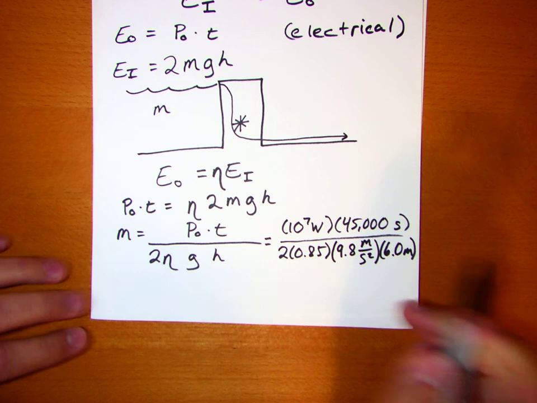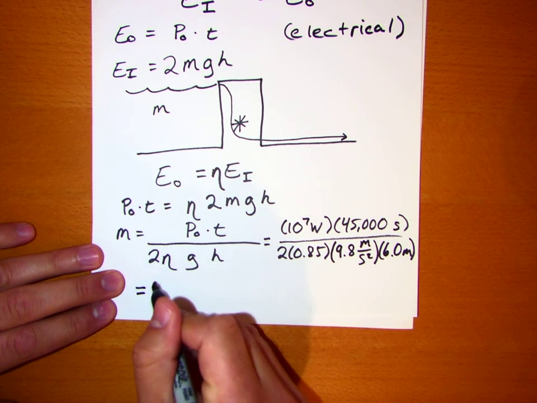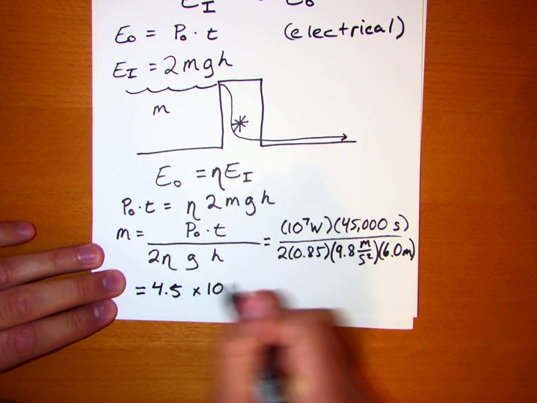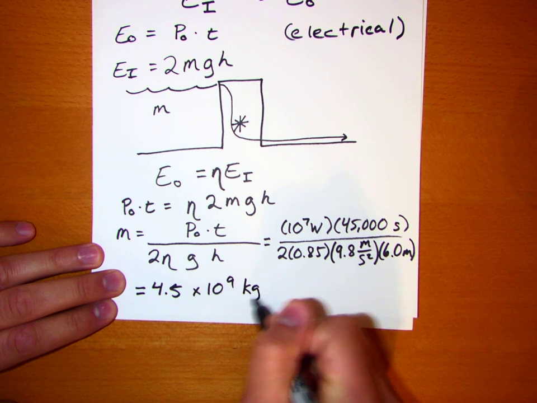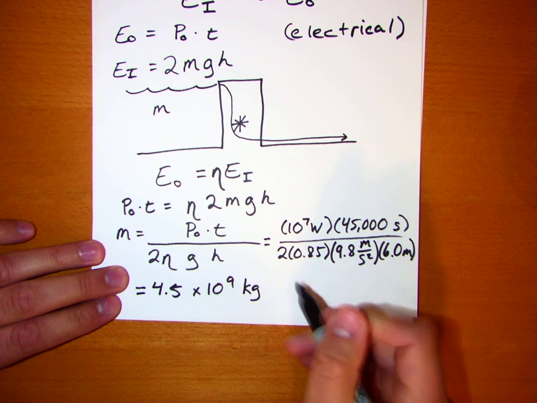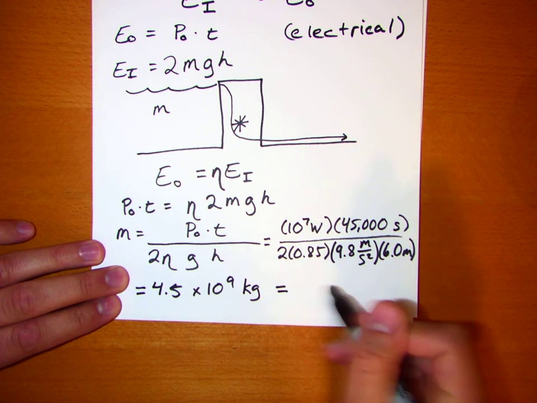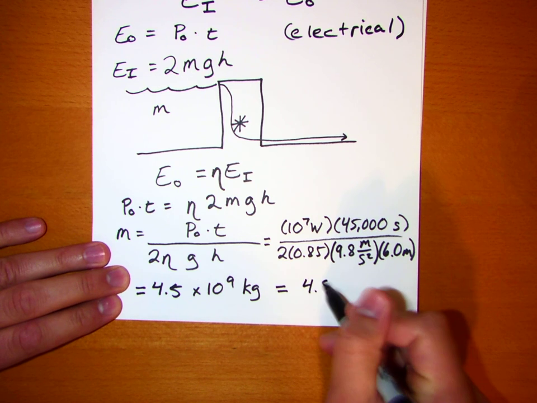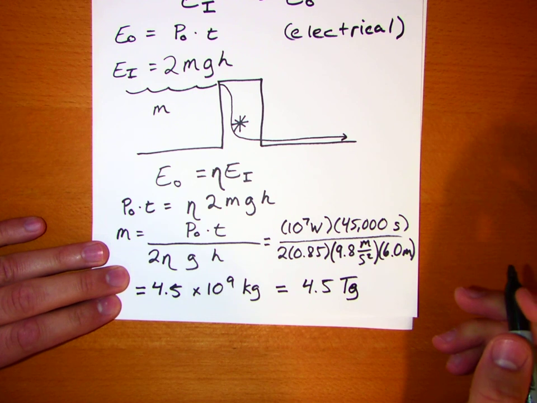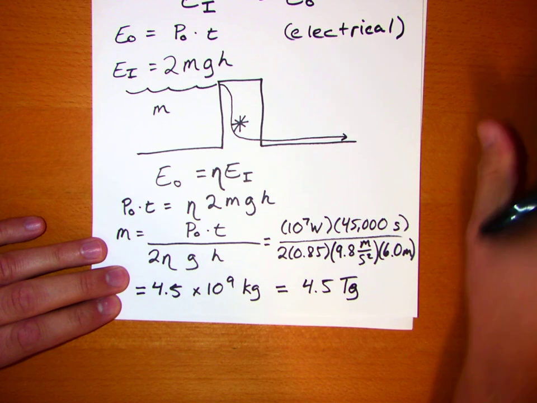If you plug all of this in on a calculator, plug and chug, what I got, and correct me if I'm wrong, I got about 4.5 times 10 to the 9th kilograms of water. So this is 4.5 billion kilograms, or you might say 4.5 trillion grams. And if you want to get fancy about this, this is also equal to 4.5 teragrams, which is 4.5 trillion grams. It's tera, T-E-R-A. But either way you cut it, that's a whole lot of water.